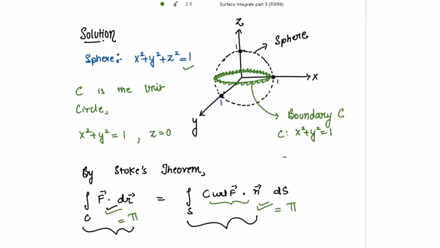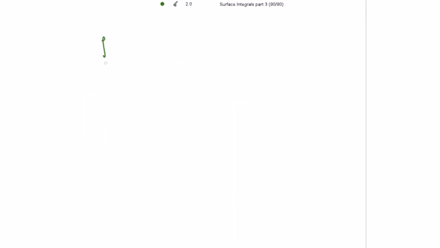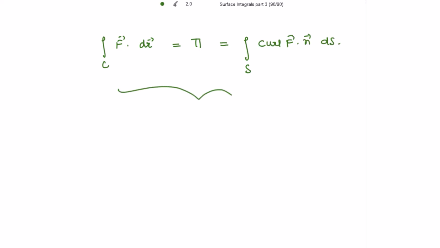That means Stokes' theorem is verified. The line integral of f vector dot product with dr vector is equal to pi, and this value is also equal to this surface integral. So we say that from here, therefore, Stokes' theorem is satisfied.